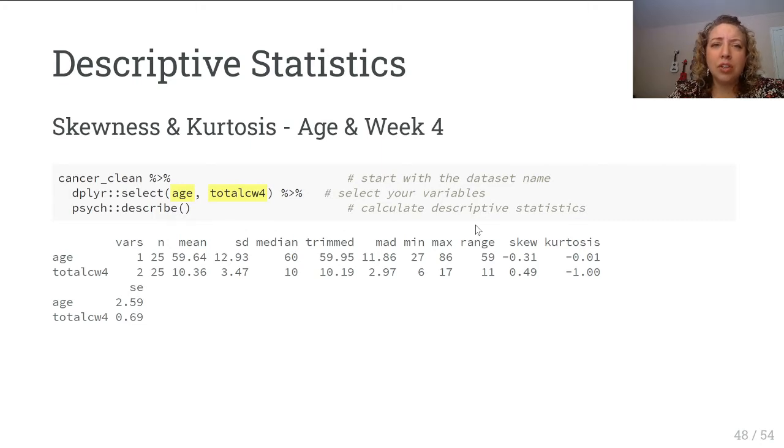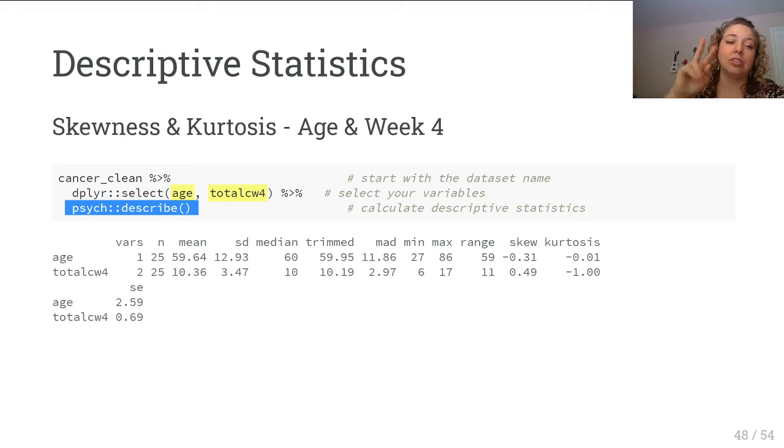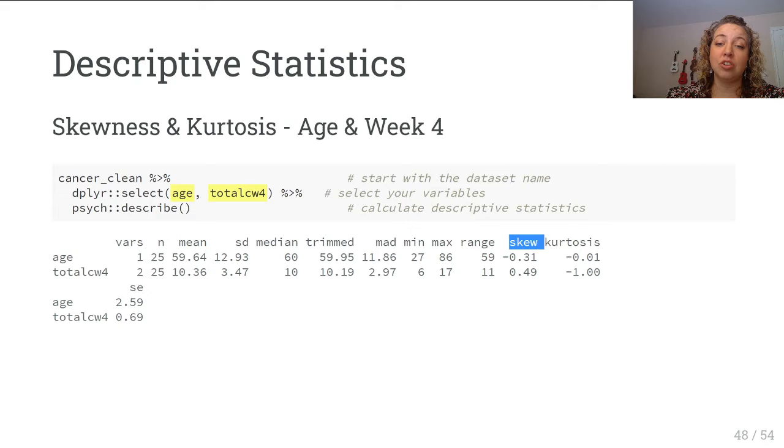When you're looking at normality of a variable in a population, judging from a sample, the first thing you can do is calculate summary statistics, and the psych describe function is handy for that. I have selected only two variables out of my data set here: age and the total oral condition at week 4 in the study. Psych describe by default calculates a lot of descriptive statistics, and two of them are skewness and kurtosis.